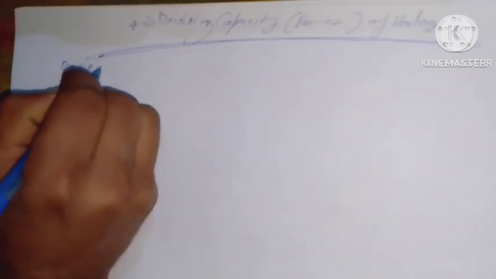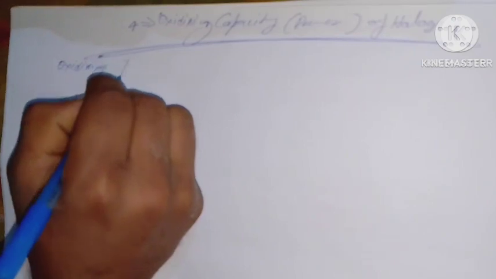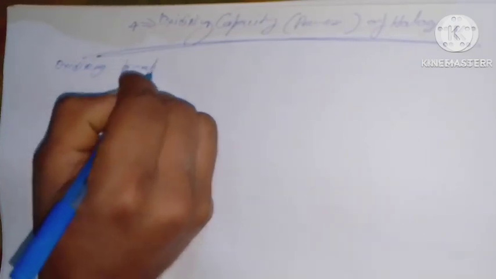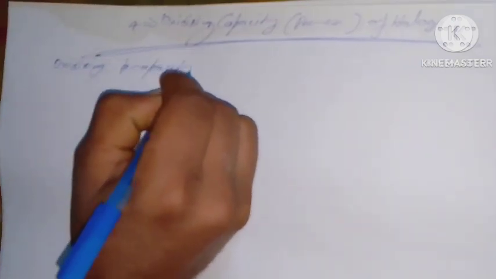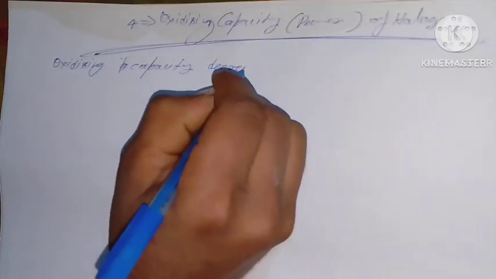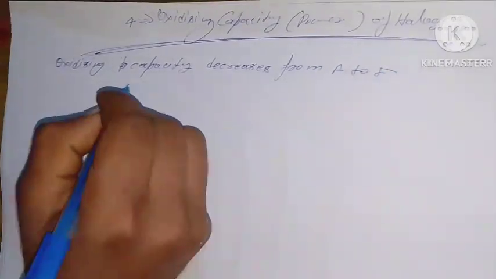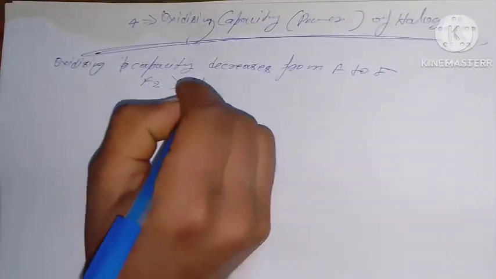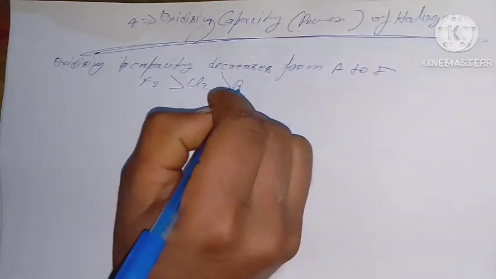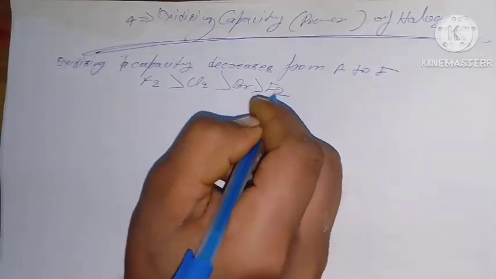Oxidizing capacity decreases from fluorine to iodine. F2 is greater than chlorine, is greater than bromine, is greater than iodine.